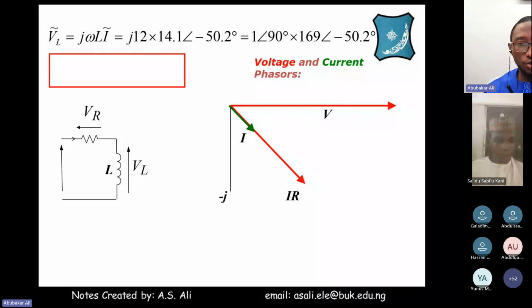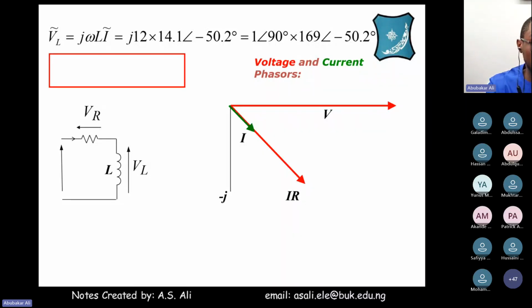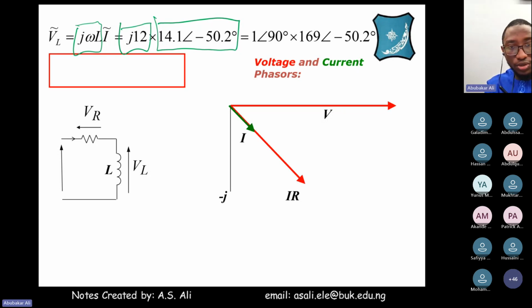Now moving to the inductor part. The inductor is j omega L. You multiply it by the I, which we just computed. So this part is j12, and we multiply it by the current IRMS, which we obtained. So if you do the multiplication, what do we have? We end up with, because this one is angle 90 degrees, this is 12 angle 90, sorry. It's 12 angle 90.